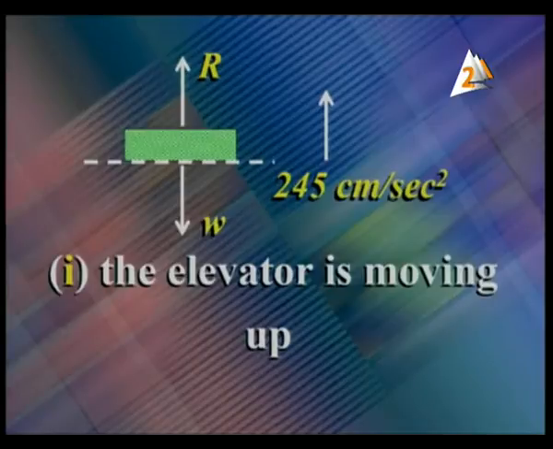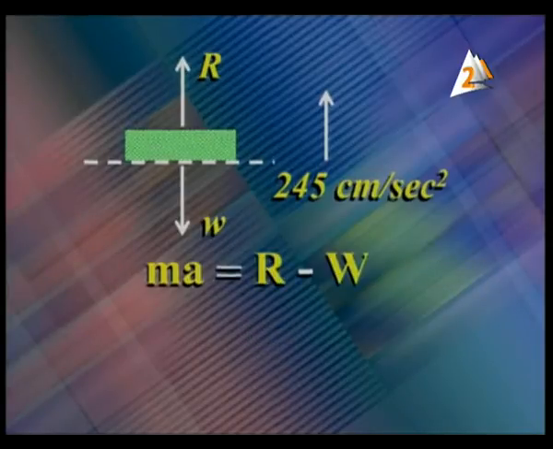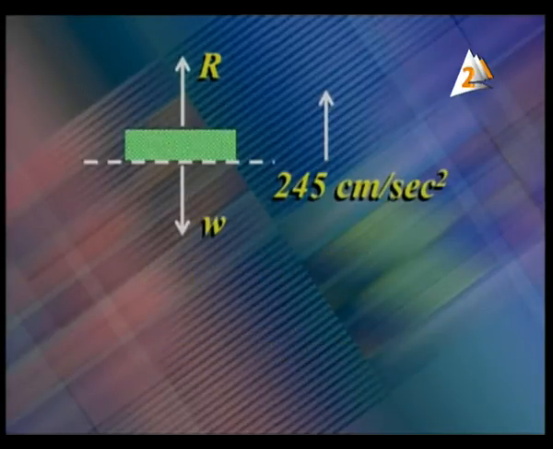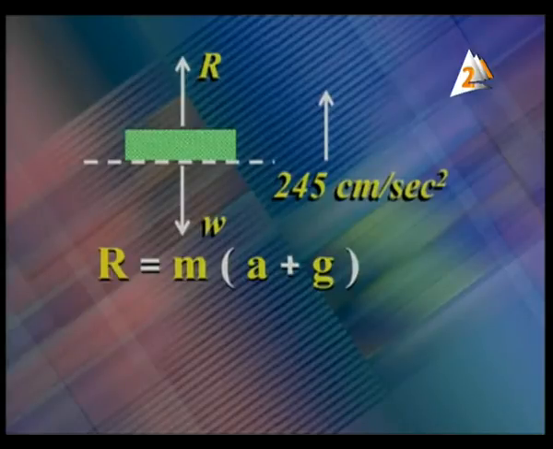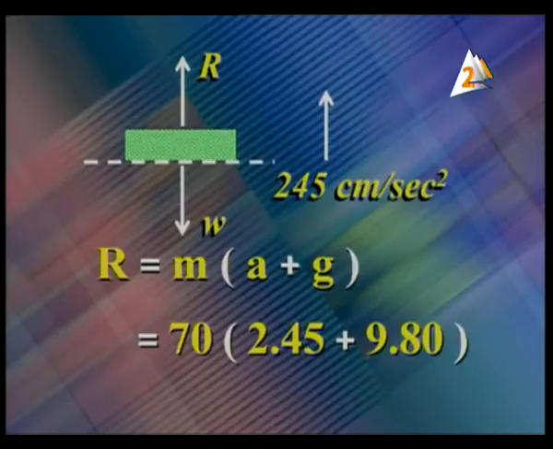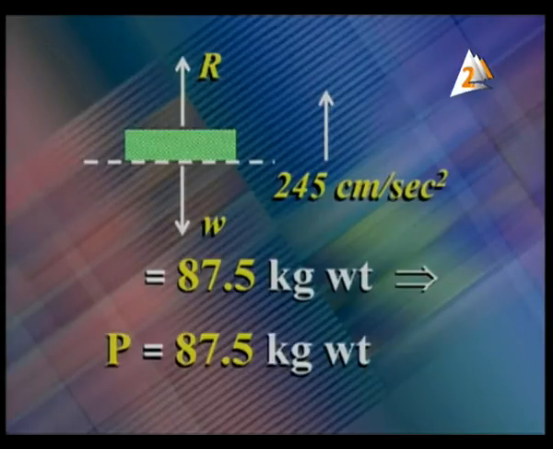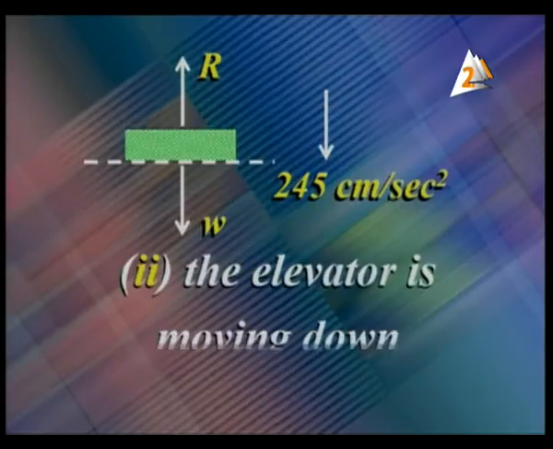Number 1, the elevator is moving up, so MA equals R minus W. Then MA equals R minus MG. Therefore, R equals M times (A plus G), equals 70 times (2.45 plus 9.8). Therefore, the result is 87.5 kilogram weight. Then the pressure equals 87.5 kilogram weight.